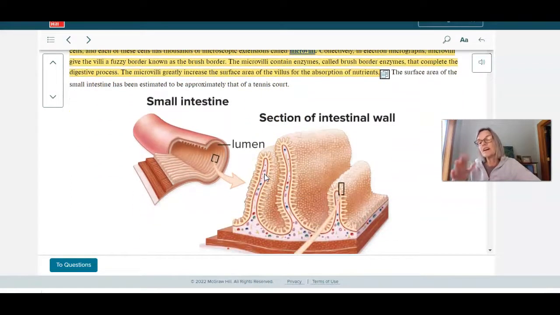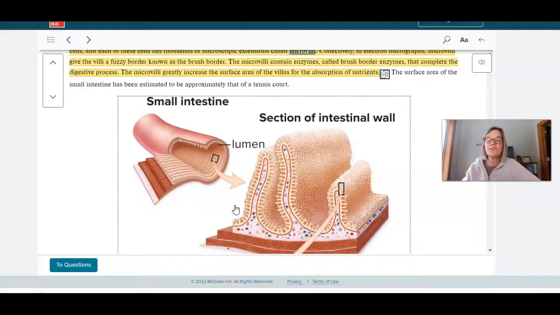One of the really important concepts in biology is that a lot of times you want to increase surface area, and you do that by folding. If you look at the inside of the small intestine, it's got all these folds right here, and they're called villi. And if you take a villus, you'll see that there are folds on top of the folds, and they're called microvilli. So the surface area of the inside of the small intestine is huge compared to if this was just a flat layer.